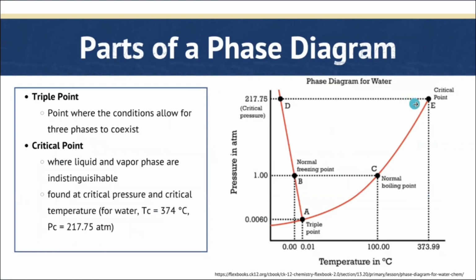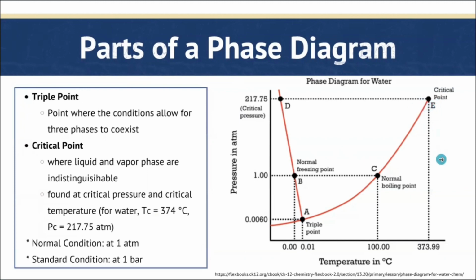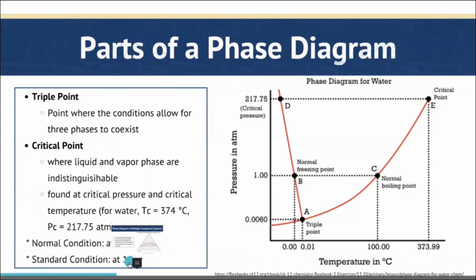Then, meron na tayong critical point. Ito naman siya. So, liquid and vapor to. So, ditong part, hindi na natin yung liquid and vapor phases natin, indistinguishable na siya. And, ayun nga, for water, meron tayong critical temperature, which is yung temperature at the critical point, na 374 degrees Celsius, and critical pressure na 217.75 atmospheric pressure. Then, terms lang na need natin matandaan is pag sinabing normal condition, 1 atmospheric pressure siya. Then, for standard, that's 1 bar.